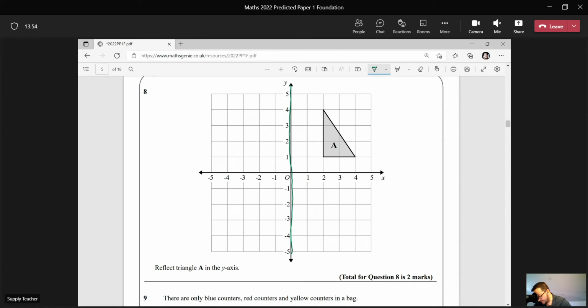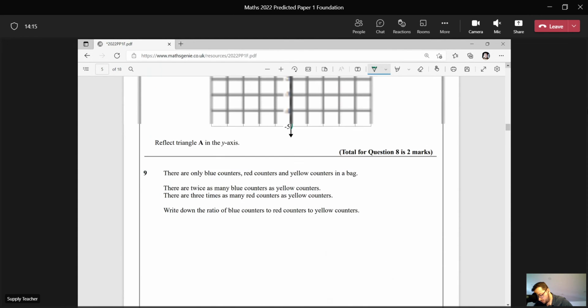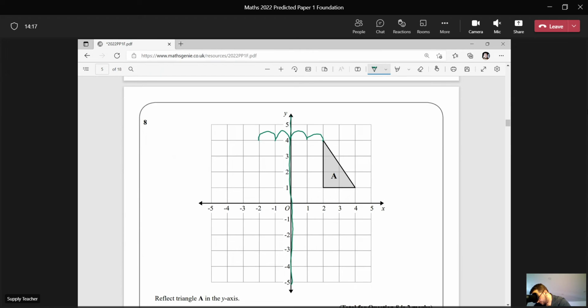So I always like to pick a vertex and then see how far away it is from the mirror and then keep going the other way. So this is 1, 2 away from the mirror. So it needs to be 1, 2 away from the mirror in my reflection. So that's my first vertex there. Then this one is also 2 away, so it wants to be 2 away from the mirror. And then this one is 1, 2, 3, 4 away. So it should be 1, 2, 3, 4 away in the mirror.